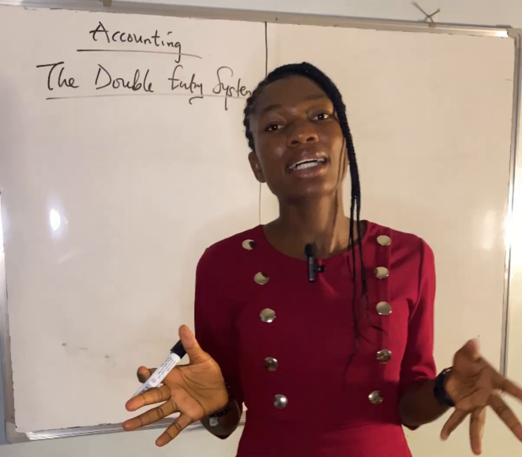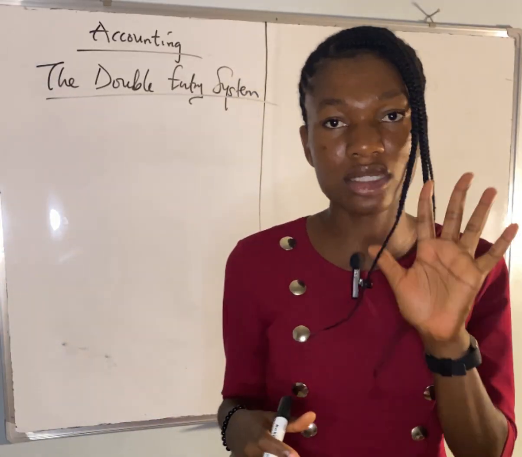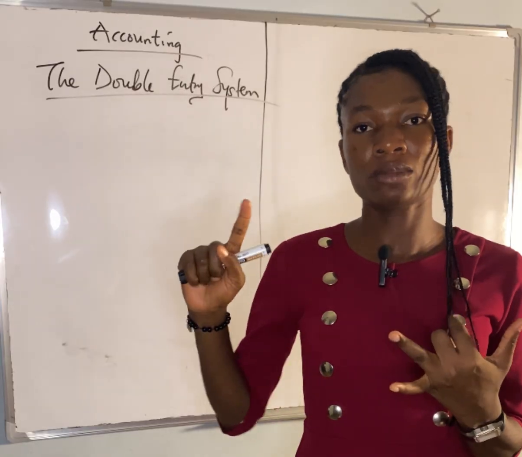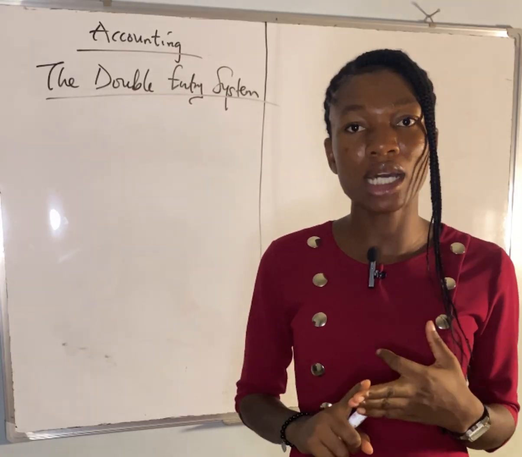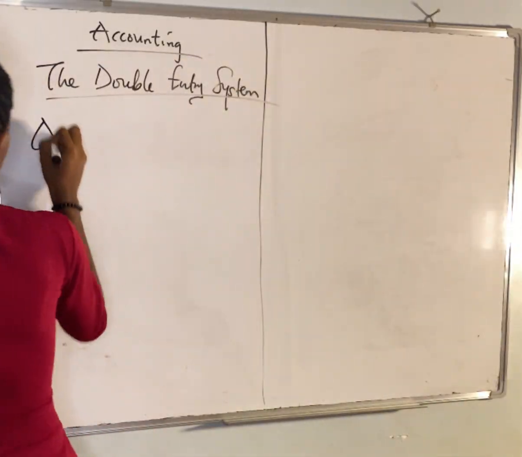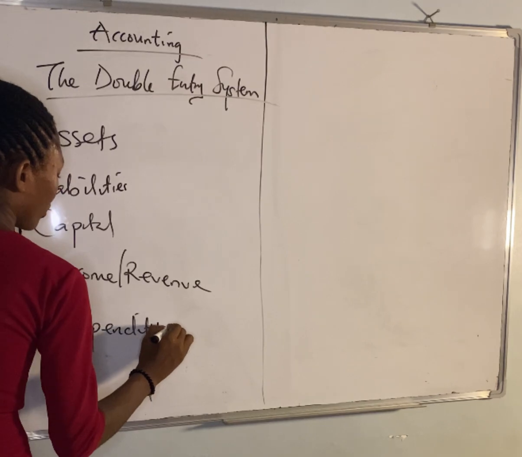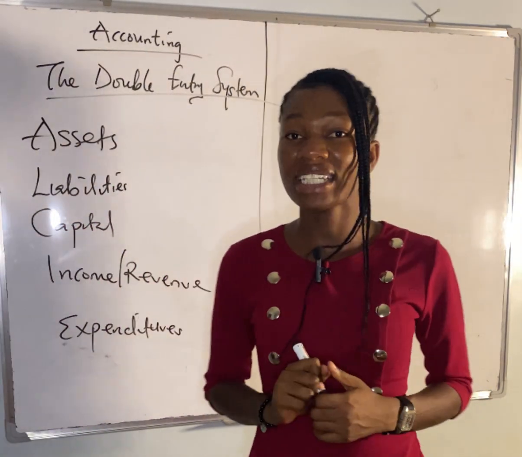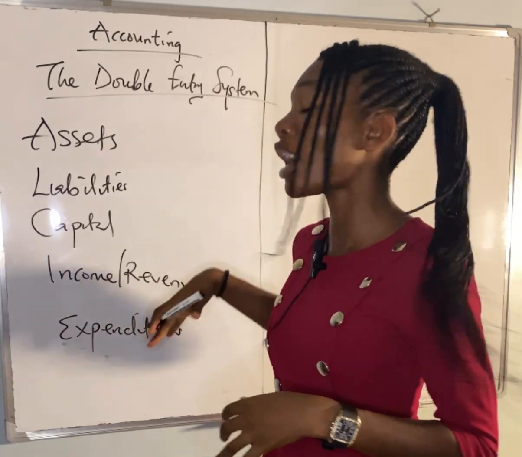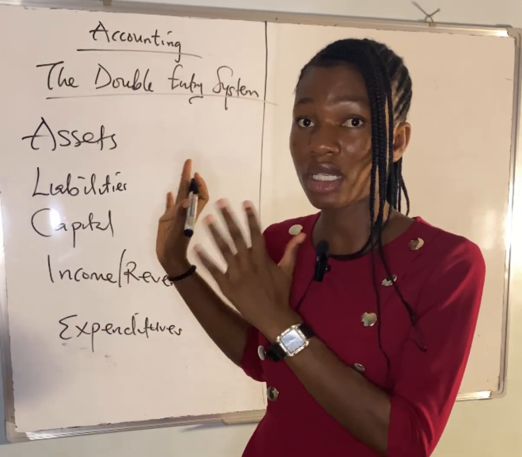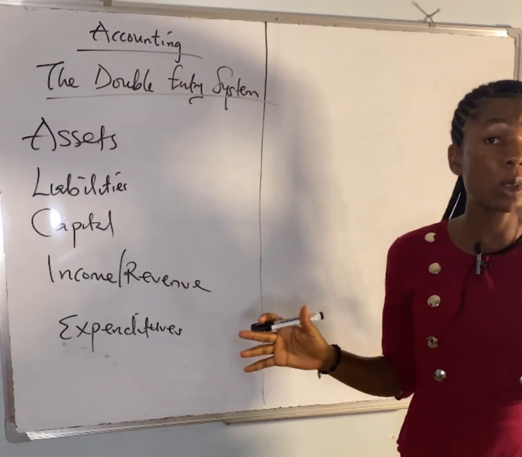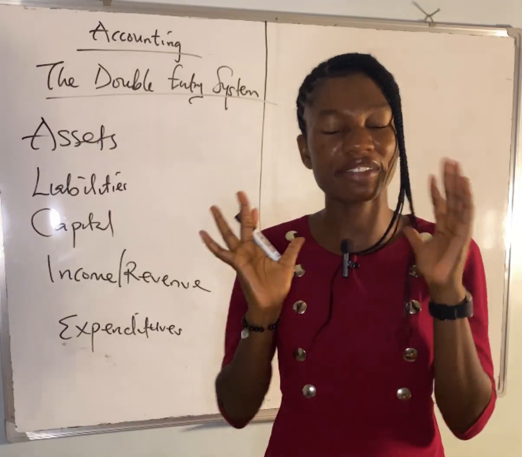Before I start, first of all, I want to introduce 5 classes of account. So we have assets, liabilities, capital, expenditures, and revenue. I'll be writing that quickly. All right, so these are the 5 classes of account that we have. It means that every other account somehow falls under one of these classes. So we have asset, liabilities, capital, income, and then expenditures. These are the 5 classes of account.